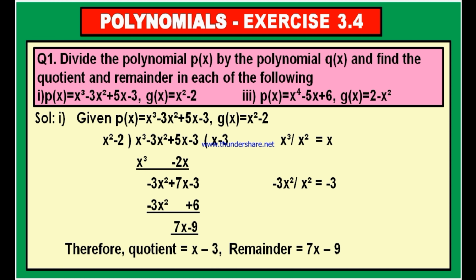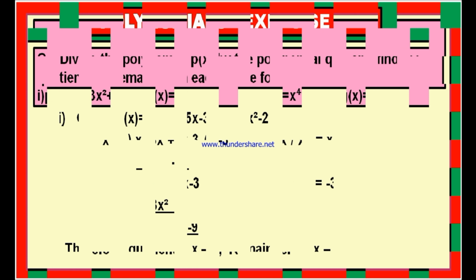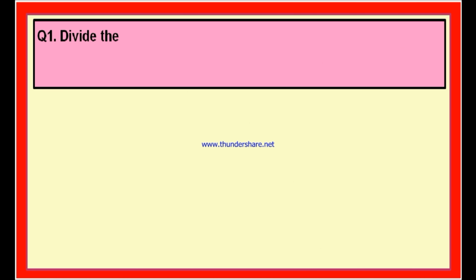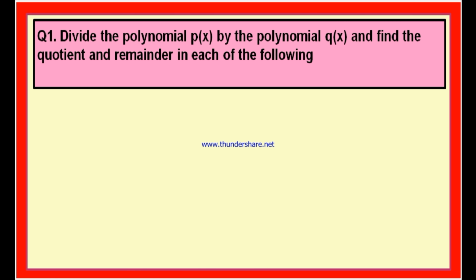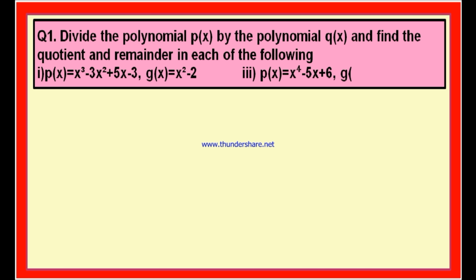And let us solve the third bit also now. Again, in order to solve the third bit, we wrote the question again. Divide the polynomial p of x by the polynomial g of x and find the quotient and remainder in each of the following cases. The first bit, p of x is equal to x cube minus 3x square plus 5x minus 3, g of x is equal to x square minus 2. We did this already. And now the third bit, p of x is equal to x power 4 minus 5x plus 6 and g of x is equal to 2 minus x square.